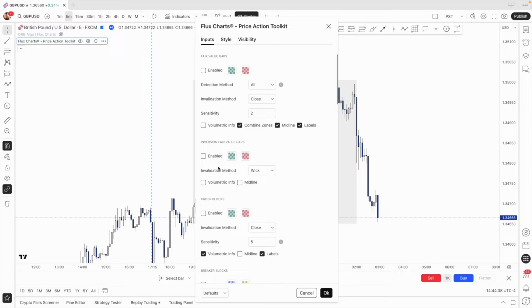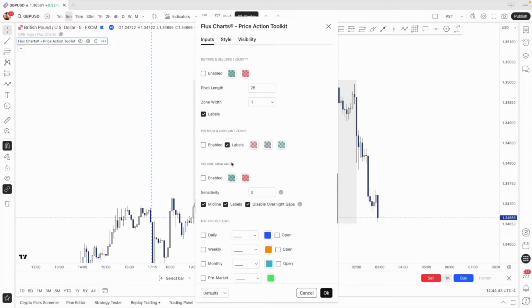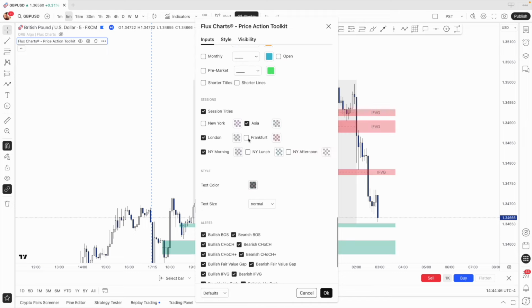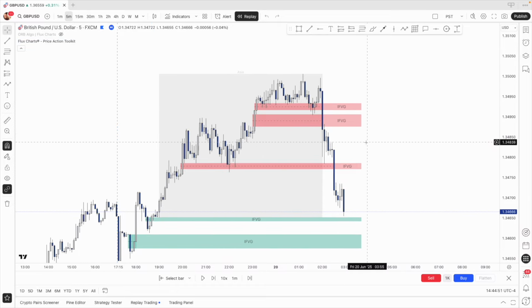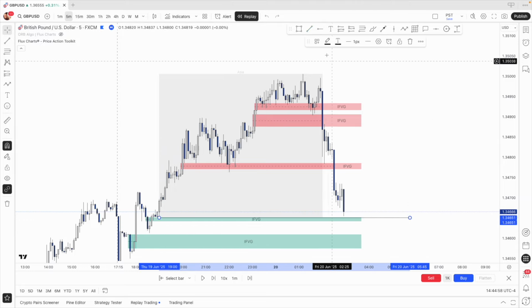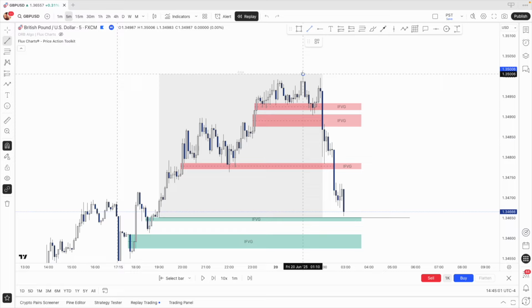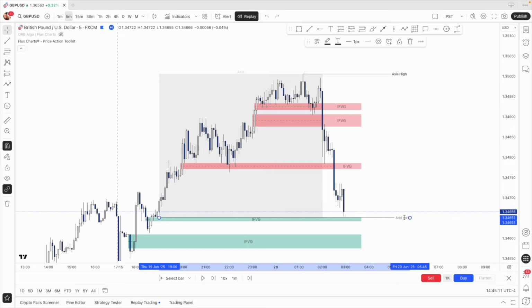So I only enable for this strategy the inverse fair value gap, and I put on my sessions right over here. So then this looks something like this. So when we have our Asia, we want to mark out the lows, Asia low, and we want to mark out the Asia high, and then of course the Asia lows.